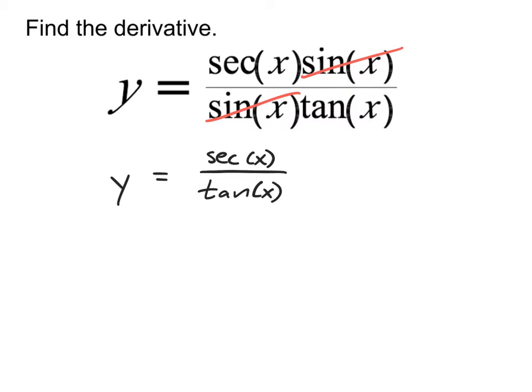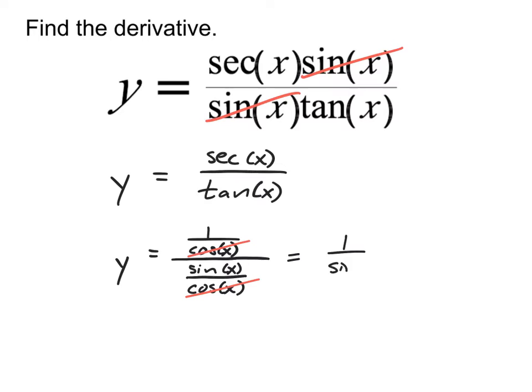So for instance, the first thing we could do is cancel out those sines. But it can simplify even more past this, too. So if I write it all in terms of sine and cosine, secant is 1 over cosine on the top, tangent is sine over cosine on the bottom, and when you look at it this way, you can now see that those cosines will also cancel out. And so actually the whole thing is just y equals 1 over sine of x, or in other words, cosecant of x.